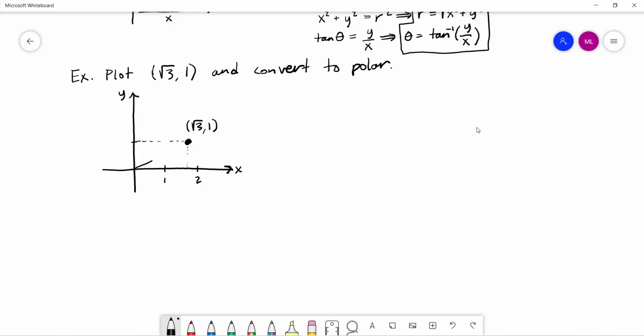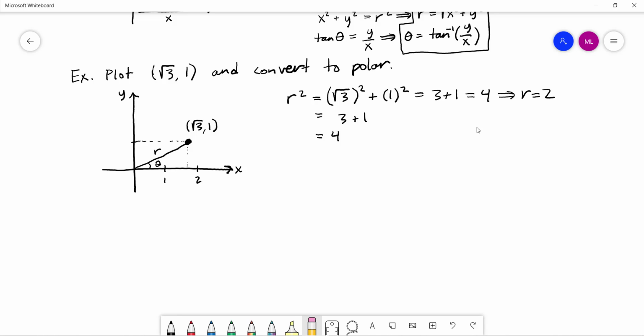I need to figure out this distance r and this angle theta in order to write this in polar coordinates. So to find r, I know that r squared is equal to the square root of 3 squared plus 1 squared. And that will give me, in this case, 3 plus 1, which is 4. So now that I have that r squared equals 4, this implies that r is going to be equal to 2. Let me fit it all on one line, just for the sake of ease. So r is equal to 2.